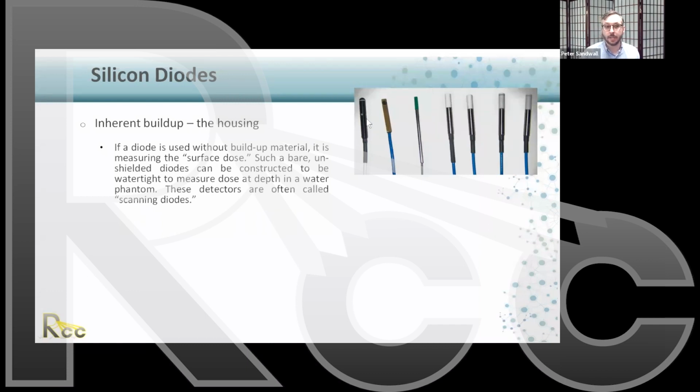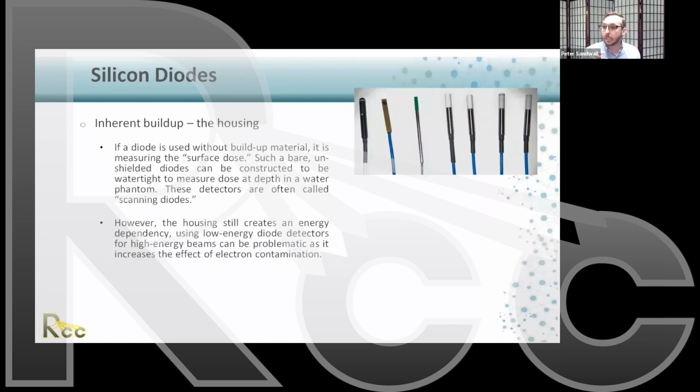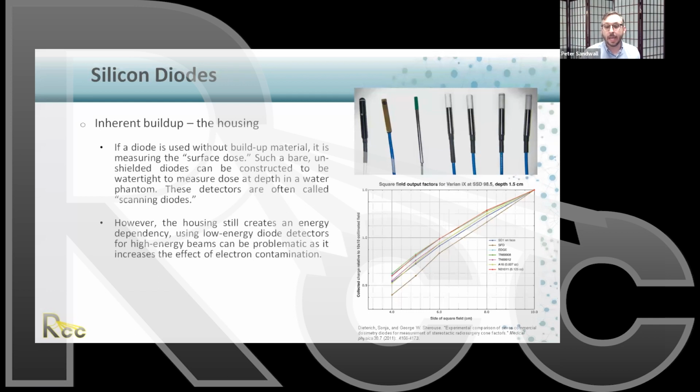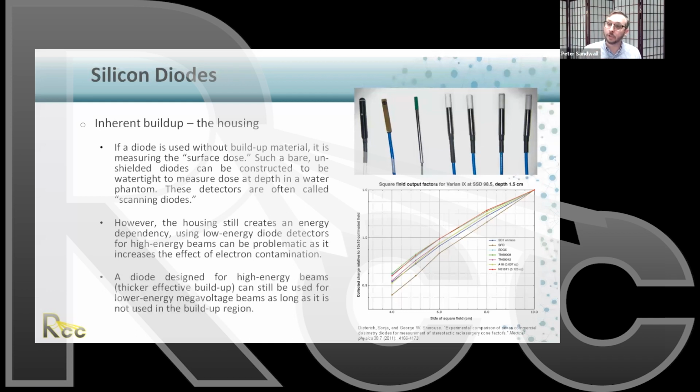You cannot use a low energy diode for a high energy beam, but you can use a high energy diode for a low energy beam if you need to, as long as you're not using it in the buildup region. And this shows the different responses you'll get with different diodes. So again, cross-comparing your measurements and knowing the diodes you're working with is important. Not every one is equivalent for all beams.